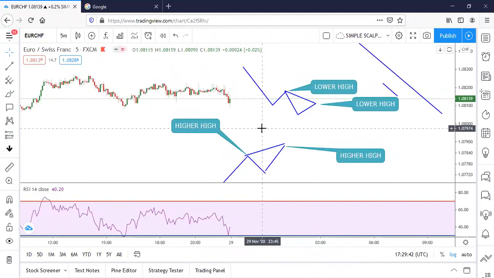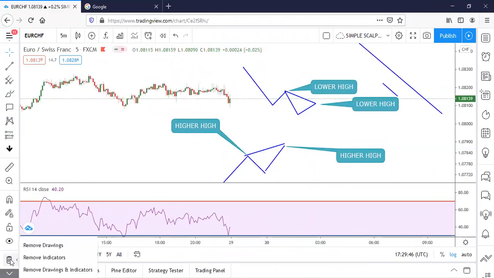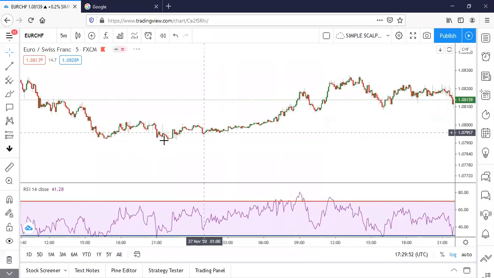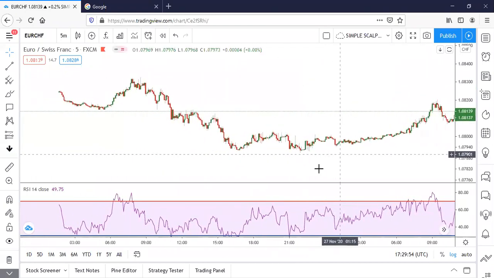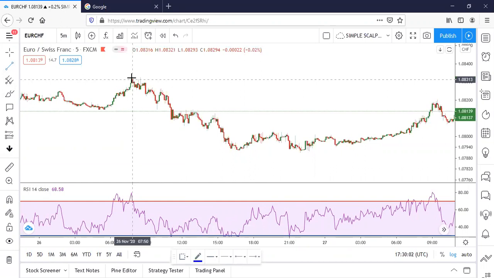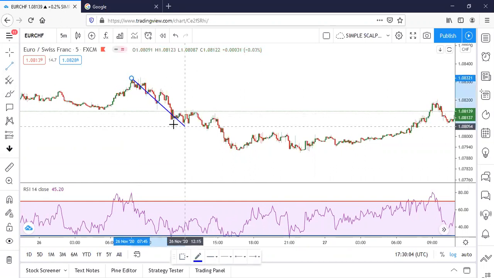Okay, time is fast spent already. So let's quickly check it out within a downtrend. I think I've been able to spot one right there. Good. We did not go far. So now this is a downtrend.